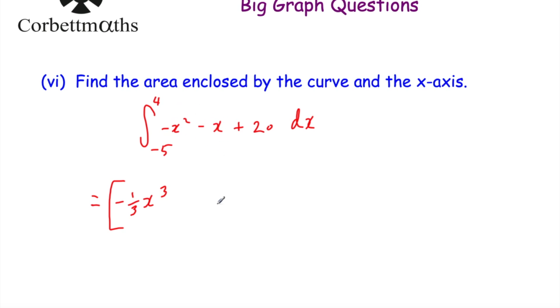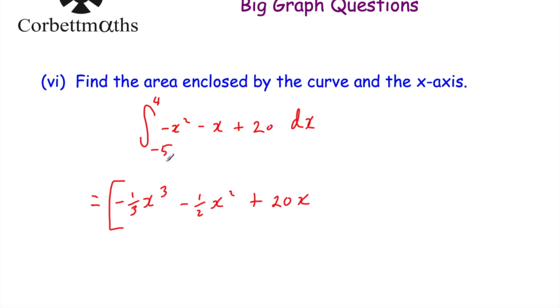So here we're going to increase the power by 1, so it's now x squared. And then we're going to divide the coefficient at minus 1 by the new power, so it's going to be minus a half. So if you integrate minus x, it's minus a half x squared. Okay, now let's integrate 20. So that'll be plus 20x. That's quite straightforward. Whenever you integrate just a number like 20, it becomes 20x.